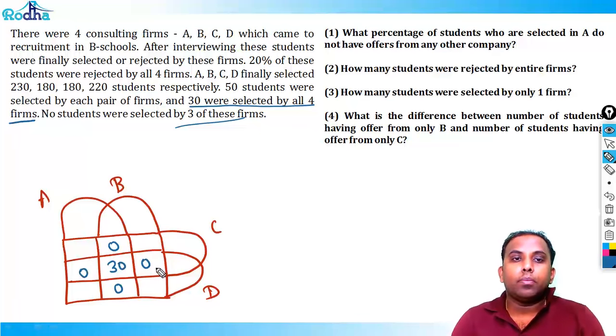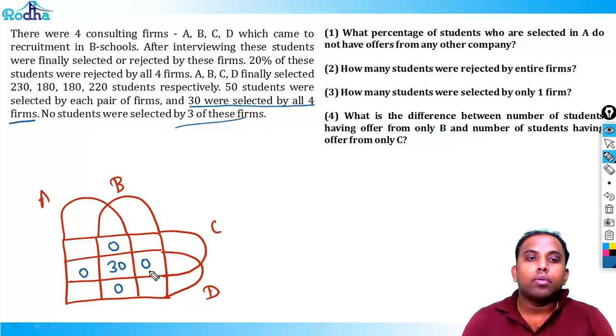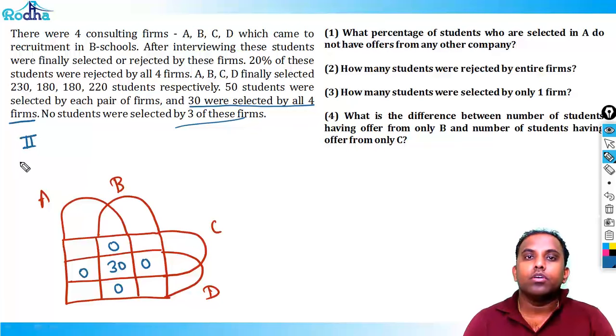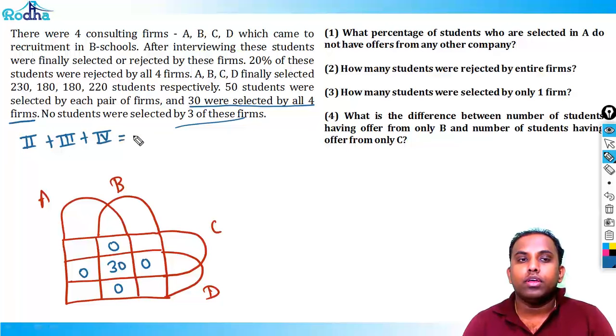But see, the word "only" is not mentioned, right? So each pair means selected by any two firms. If "only" is not mentioned, then in each pair, 2 will also come, 3 will also come, and 4 will also come. Two firms plus three firms plus four firms is total 50. Out of this, 3 is 0 and 4 is 30. Therefore, I'll get 2 is equal to 20.